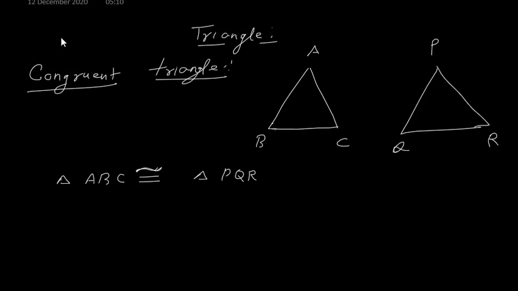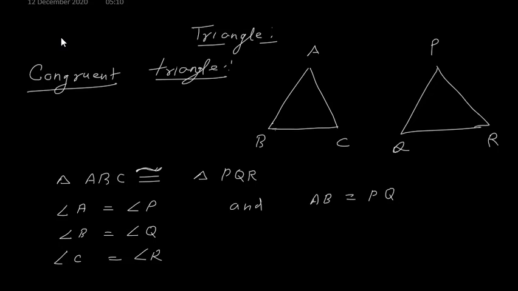And by saying triangle ABC congruent to triangle PQR, I mean to say that angle A is equal to angle P, angle B is equal to angle Q, angle C is equal to angle R, and side AB equal to side PQ, side BC equal to side QR, and side AC is equal to side PR.